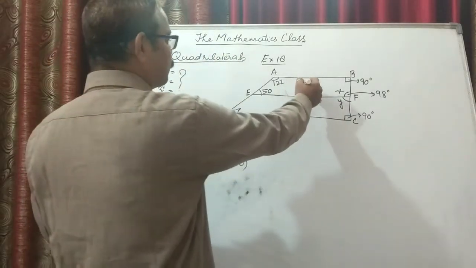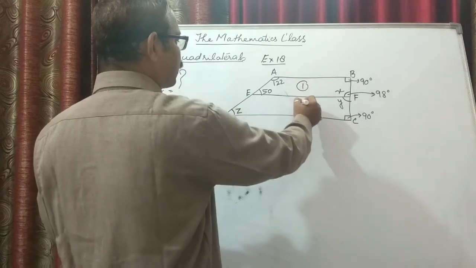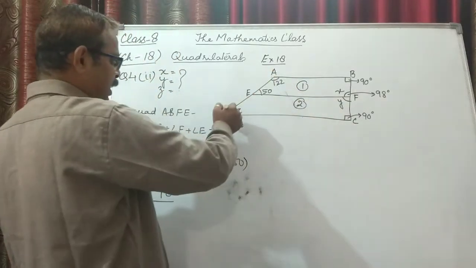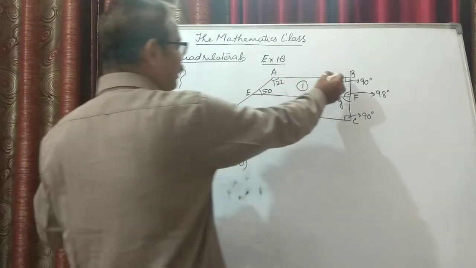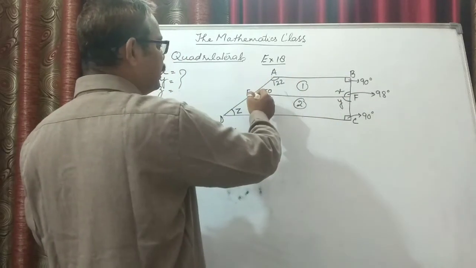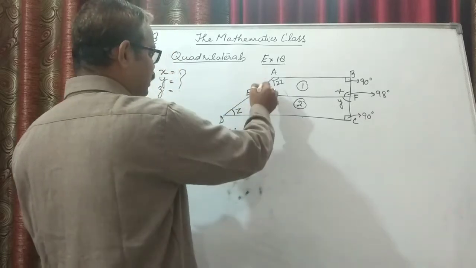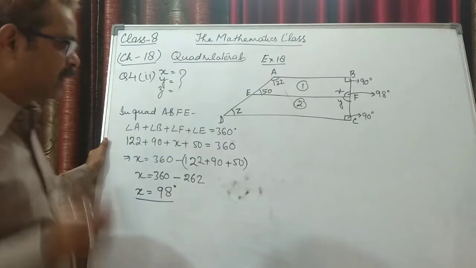Now in the second diagram, this was the first diagram. Now we will talk about the second diagram. Now AD is a straight line. It means angle BAE plus angle FED will be equal to 180 degree.